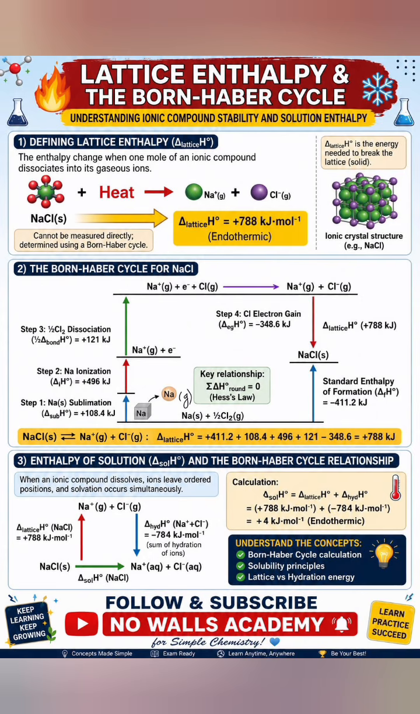Now, what happens when salt is dissolved in water? The ionic lattice breaks apart and water molecules surround the ions. This process involves two energies. The balance between them decides whether dissolution absorbs or releases heat. If hydration energy becomes greater than lattice enthalpy, the compound dissolves more easily. That's why some ionic compounds dissolve quickly while others do not.